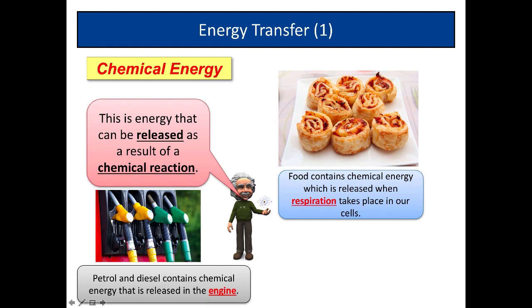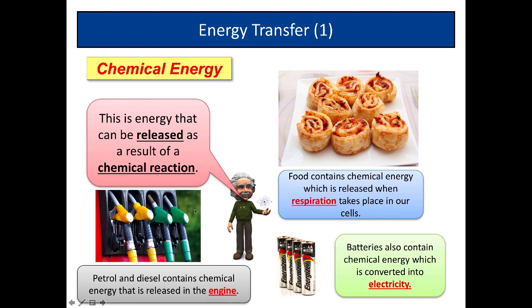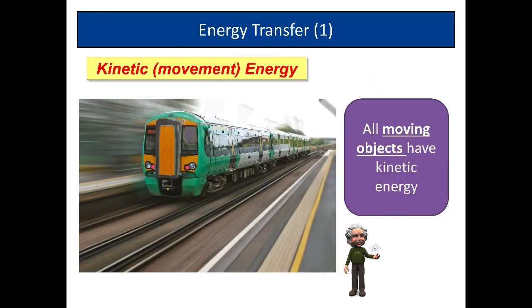Okay, so petrol and diesel contains chemical energy that when your car is running, it gets burnt in the engine and the chemical energy is released. Another example is batteries. Batteries contain chemical energy. When you're using them, for example in your torch, the chemical energy in the battery is being converted into electricity. So that's our chemical energy store.